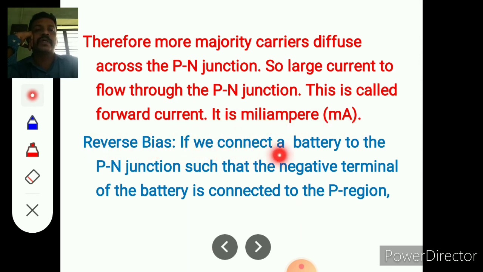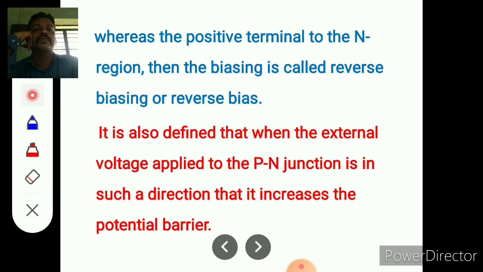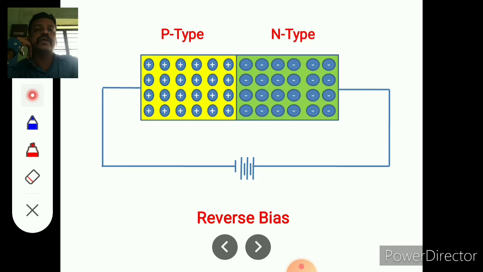Reverse bias. If we connect the battery to the PN junction such that the negative terminal of the battery is connected to the P region, whereas the positive terminal to the N region, then the biasing is called reverse biasing or reverse bias. It is also defined as when external voltage applied to the PN junction is in such a direction that it increases the potential barrier.